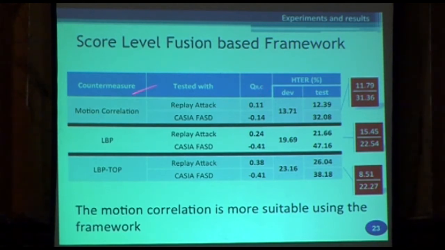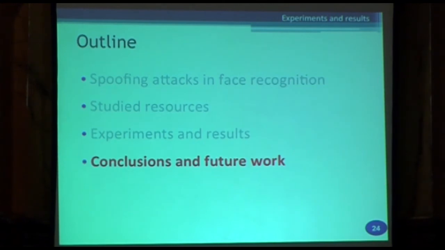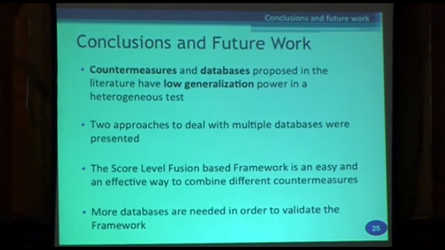Analyzing before, the effectiveness of the fusion was close to 0, so it would be a good business, and it was. It was not the same for the LBP and the LBP-TOP. So the motion correlation here is more suitable for this framework. We can use the motion correlation to create a framework that was able to classify both databases. Some conclusions and the future work.